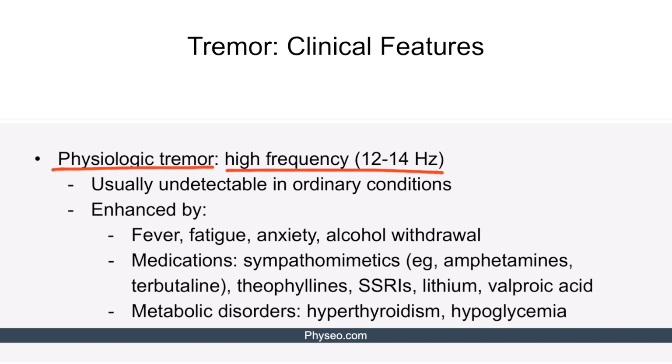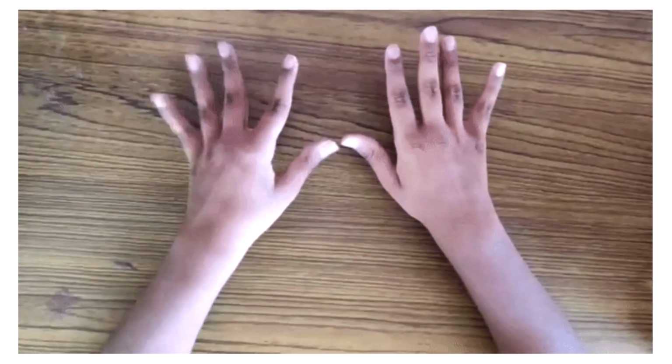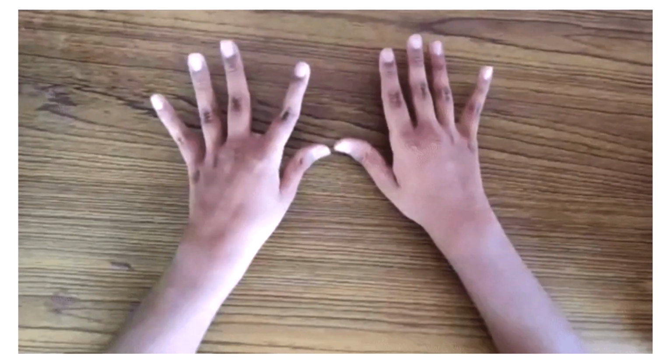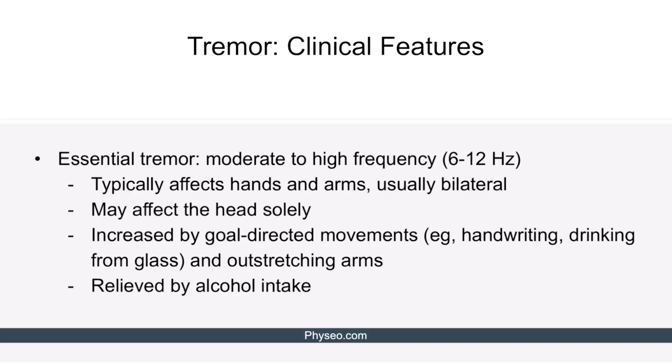Finally, physiologic tremor can be detected in some metabolic disorders such as hyperthyroidism and hypoglycemia. Here is how the physiologic tremor looks like. Notice its high frequency. Moving on to the essential tremor.